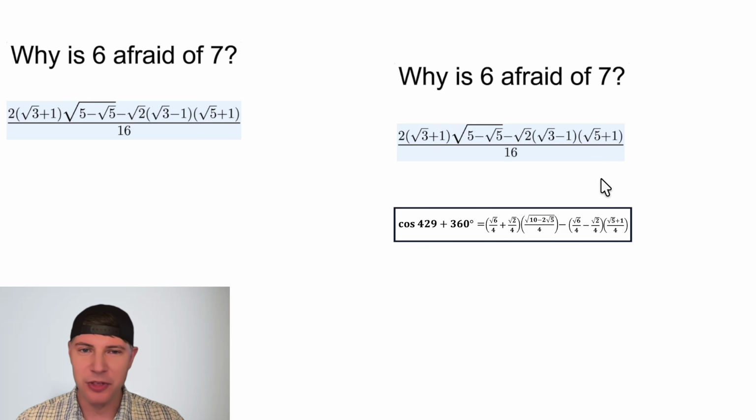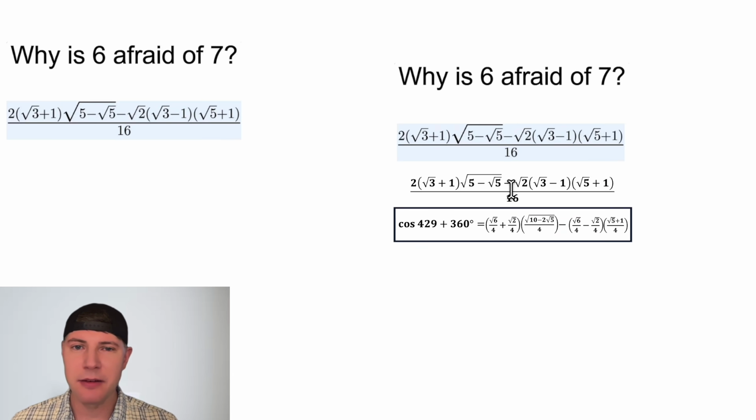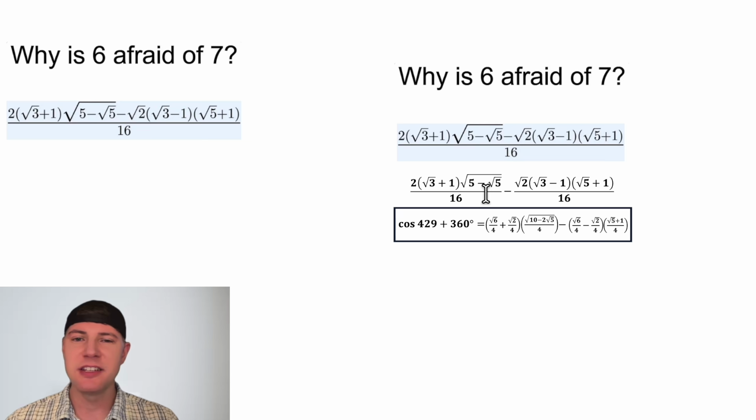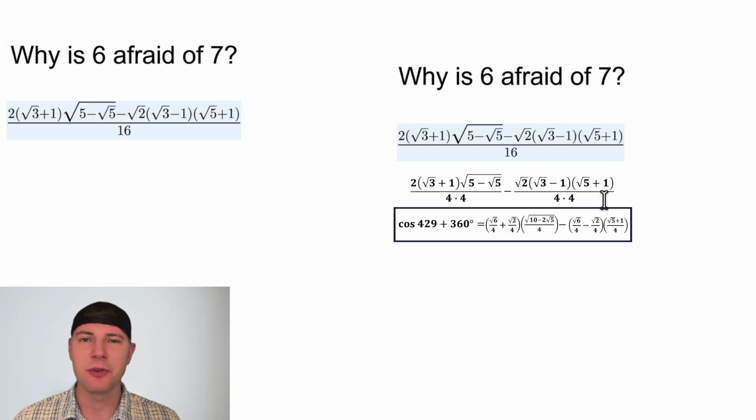Let's copy this whole thing down here. We have something minus something divided by 16. We can separate this into two separate fractions with the same base of 16. Next, we can break this 16 up into 4 times 4, and we can break this 16 up into 4 times 4. And we can make this 2 a root 2 times root 2.